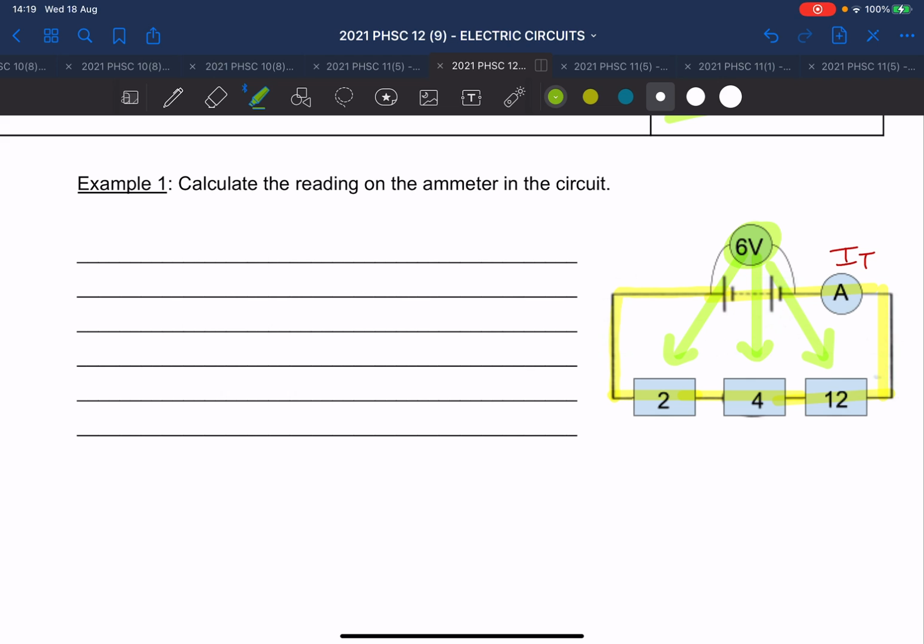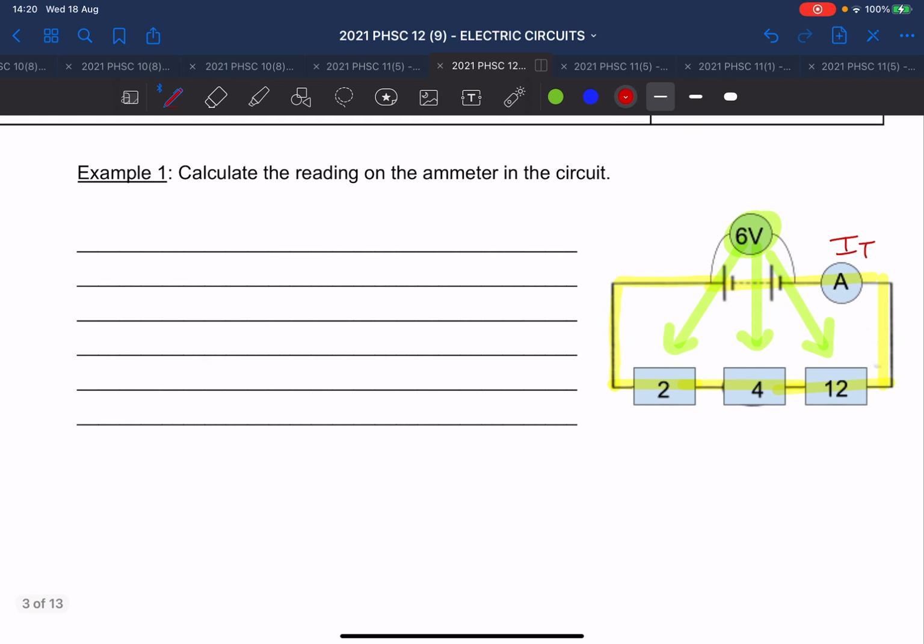Right. So they asked calculate the reading on the ammeter. We saw that it measures the total current. So we need the total resistance and the total volts. Now that total and total are not formal formulas, so you don't need to write a total there. I just do it for myself so that I can organize my mind.